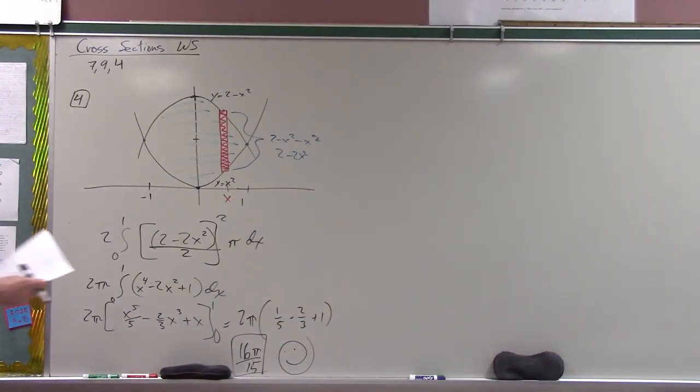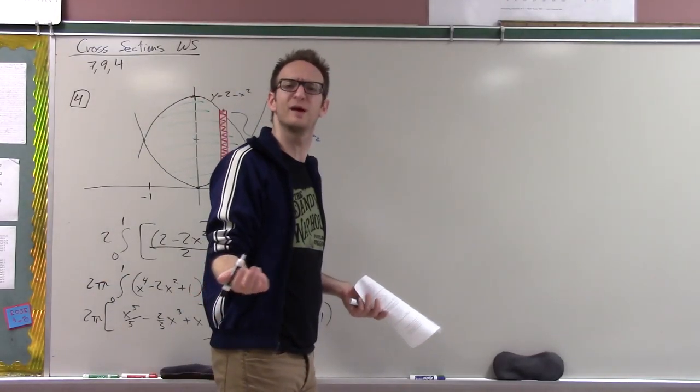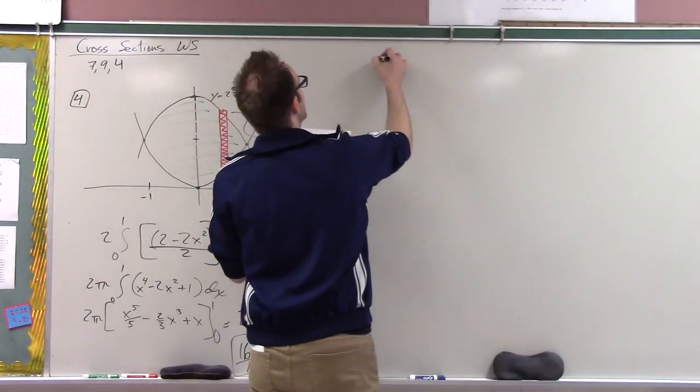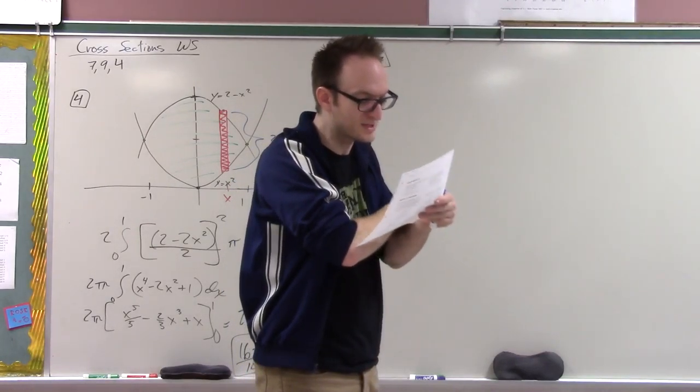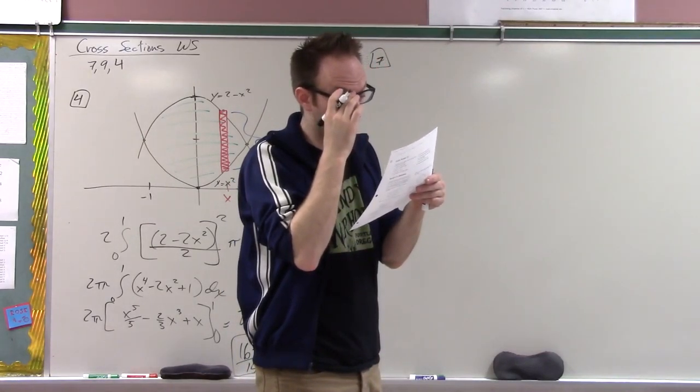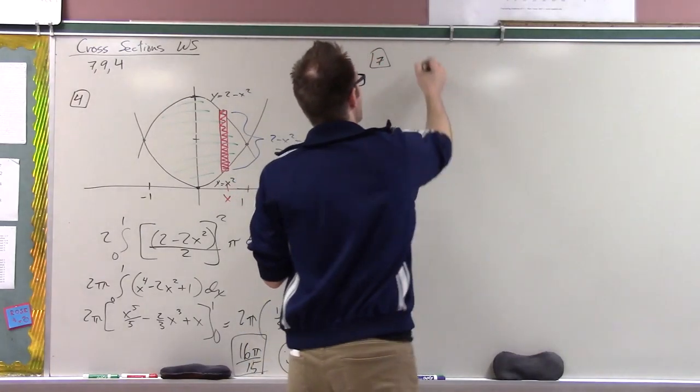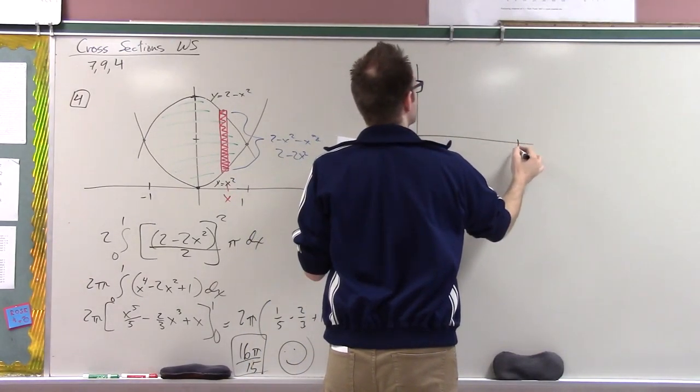So number 7, is this fairly intuitive? I guess this is kind of not so hard, right? Sometimes you have to get the picture right from the language given. Number 7 says, the base of a solid is the region between the curve y equals 2 root sine x. So what does 2 root sine x look like?